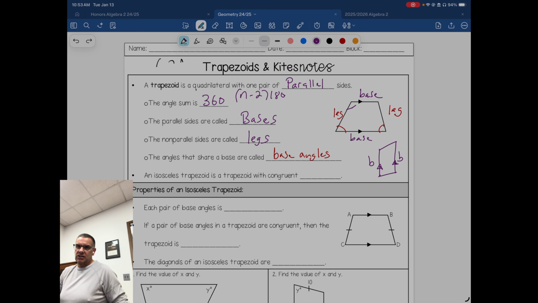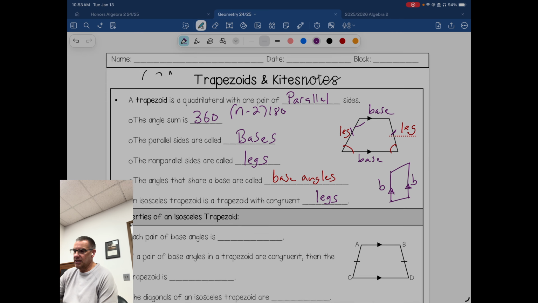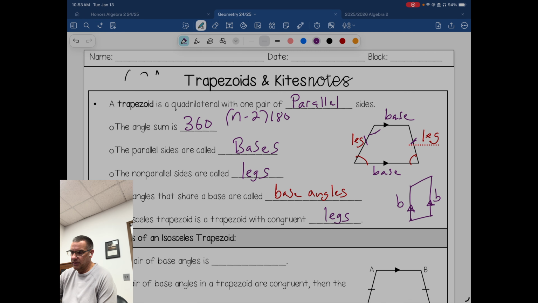In an isosceles trapezoid, which we're going to spend a lot of time talking about, remember isosceles means two sides the same. It's kind of the same thing in a trapezoid. An isosceles trapezoid is a trapezoid with congruent legs. So you have to have those tick marks. If you have those tick marks, obviously that means they are congruent to each other, and that's what's called an isosceles trapezoid. So those are the different parts of a trapezoid.